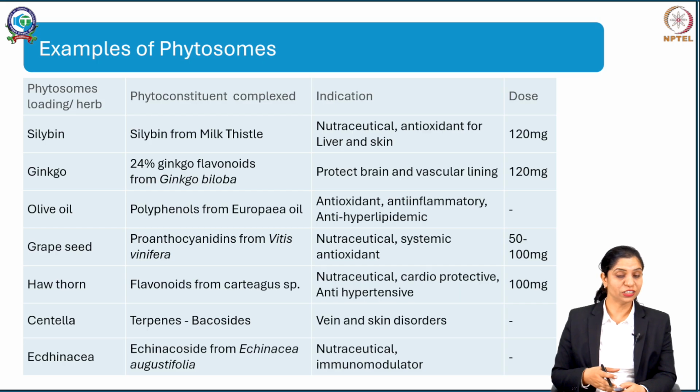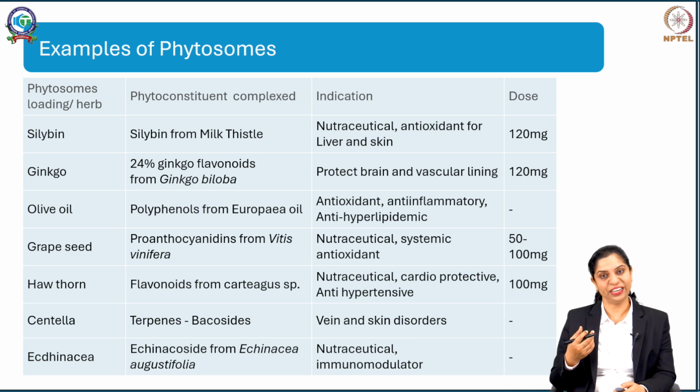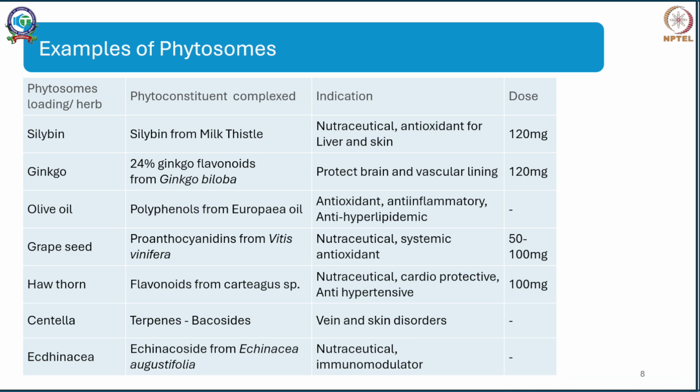Hawthorn containing your flavonoids for cardioprotective and antihypertensive use, Centella containing your bacosides for vein, skin as well as brain disorders, as well as Echinacea containing echinacosides, which is an immunomodulator as well as a mood elevator, has also been used and formulated as phytosomes.